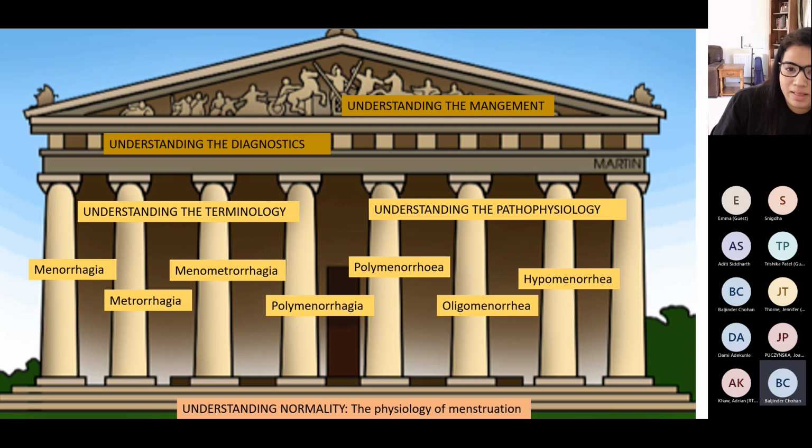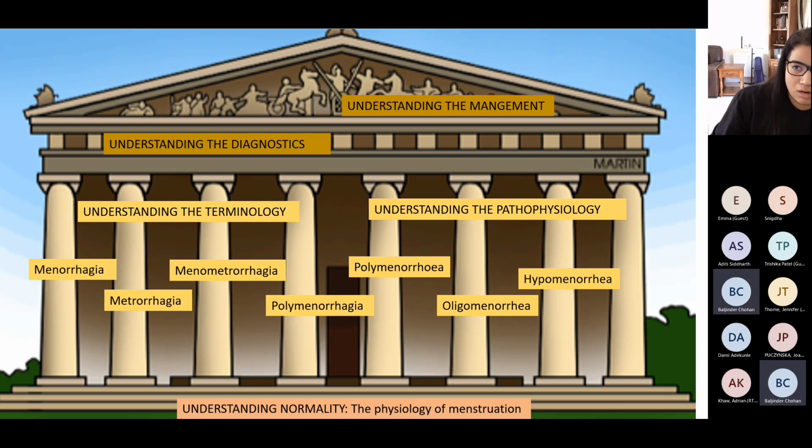We're then going to try and build the pillars of this building, which is understanding the terminology. The reason we are understanding the terminology is because this is how, primarily in the past, menstrual disorders have been described. And there is a lot of terminology. We commonly know menorrhagia, we know oligomenorrhea and maybe polymenorrhea, but there are lots more that we can talk through.